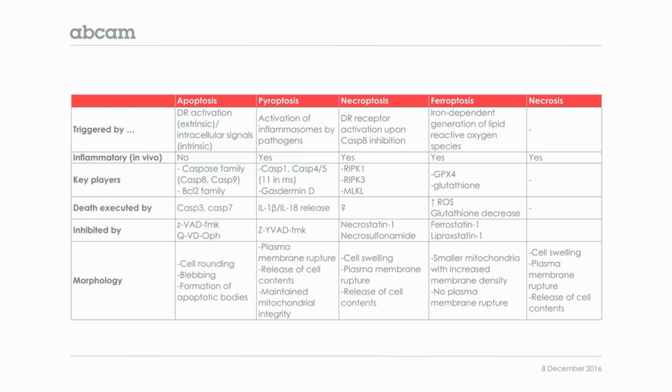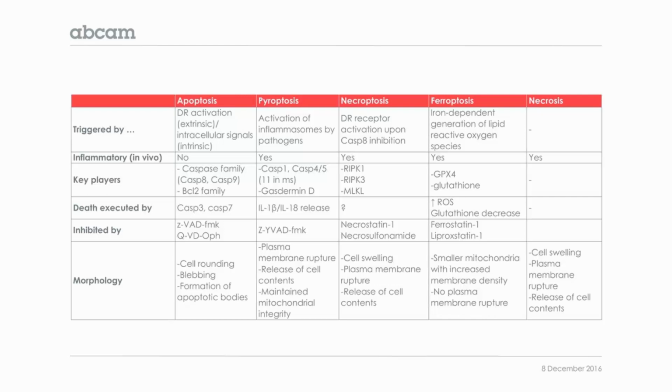Knowing which compounds inhibit each mechanism of cell death is a very useful tool, as we have seen in the previous slide, since we can use it to analyze which type of cell death we're looking at. Apoptosis can be inhibited by zVAD-FMK or QVD, both well-known broad caspase inhibitors. The caspase-1 inhibitor, zYVAD-FMK, is commonly used to inhibit pyroptosis.